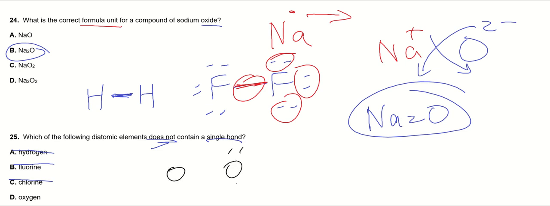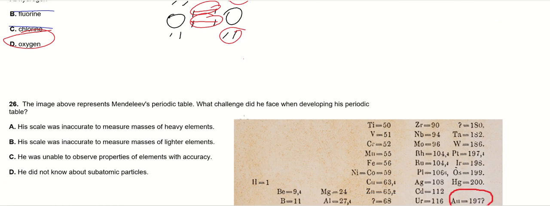1, 2, 3, 4, 5, 6. Right, so you share. That's a bonding pair. That's going to get them both 7. Share another one now. They'll get to 8. Right, 2, 4, 6, 8. So oxygen is going to have a double bond. No single bonds.